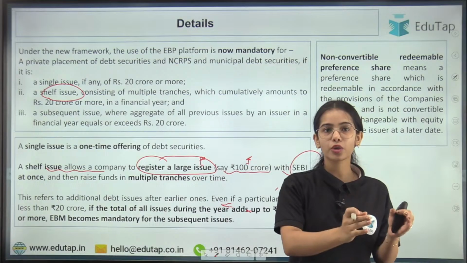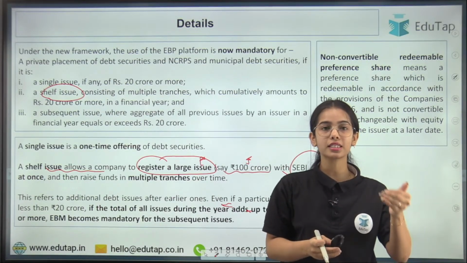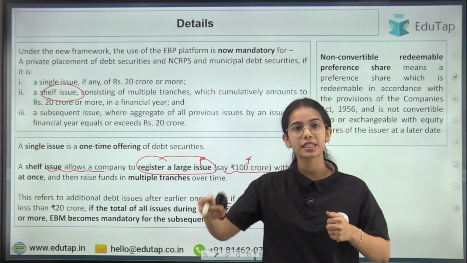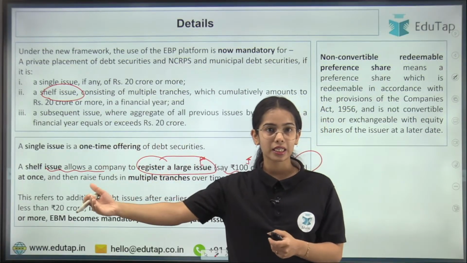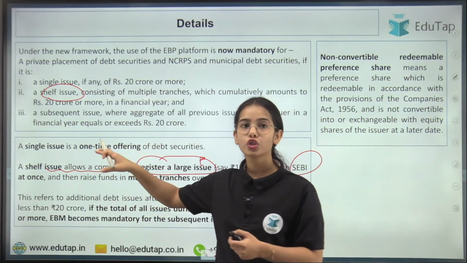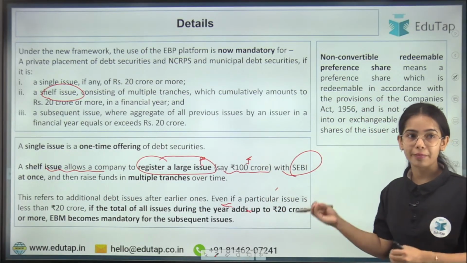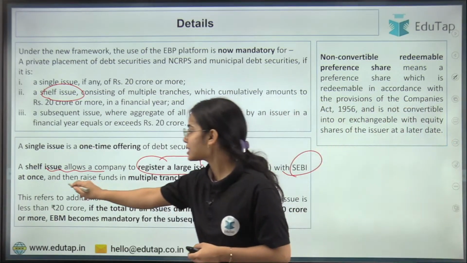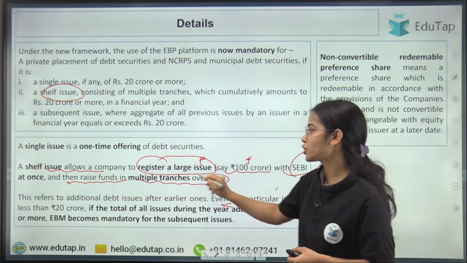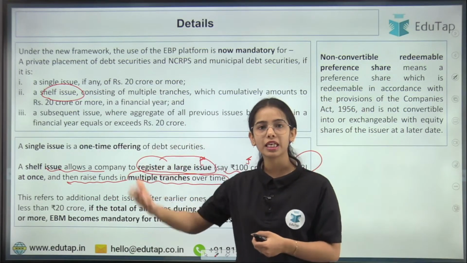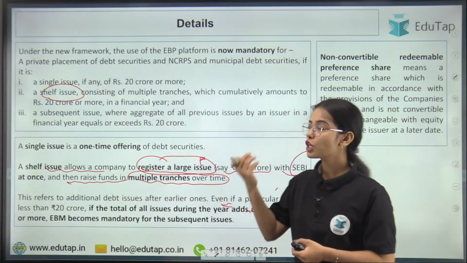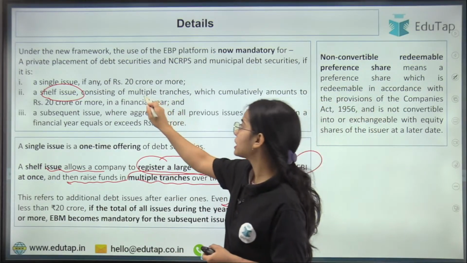Let's say 20 crores or 30 crores are raised in April, 30 crores are raised in November, 20 crores are raised in the next year and such. So a shelf issue allows a company to register a large issue with SEBI at once, but then they raise the funds in multiple tranches over time. As they require the money, they keep on raising the money. Okay, so this is the shelf issue that consists of multiple tranches.